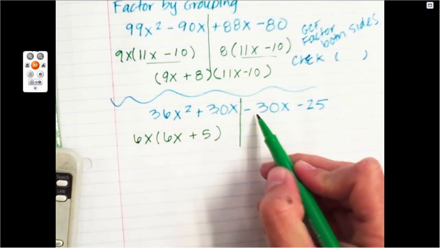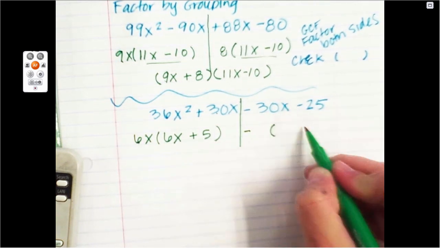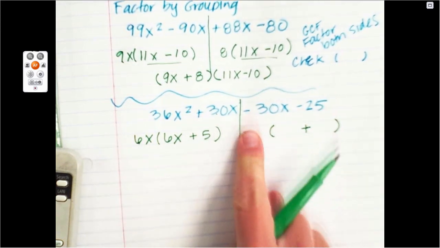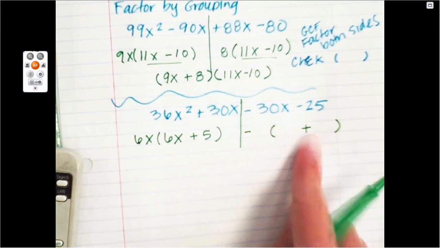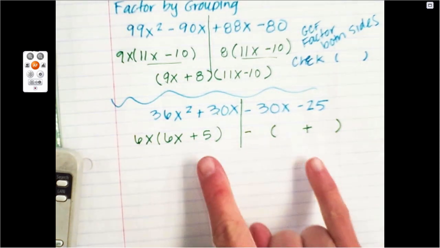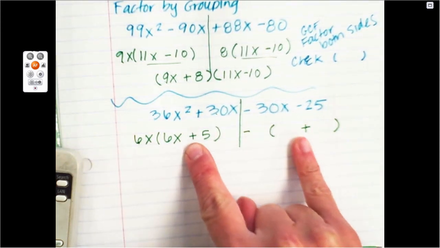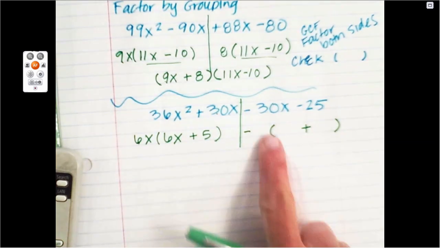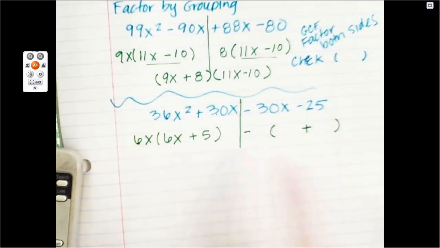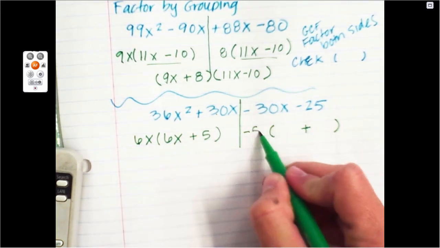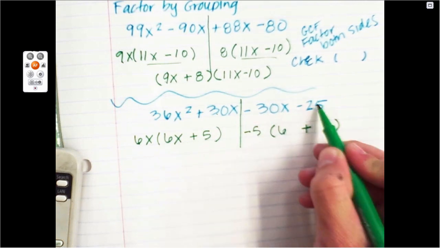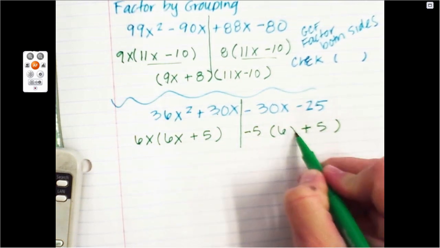Now in the back half, before you start, you need to go ahead and take out the negative and switch the middle sign. If you don't do that, your two parentheses will never match up. You've got to make sure you remember to take out your negative. And then what goes into 30 and 25? 5. 30 divided by 5 is 6. 25 divided by 5 is 5. This is an x.